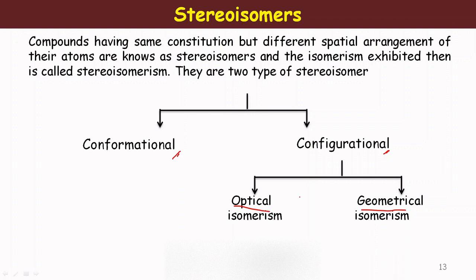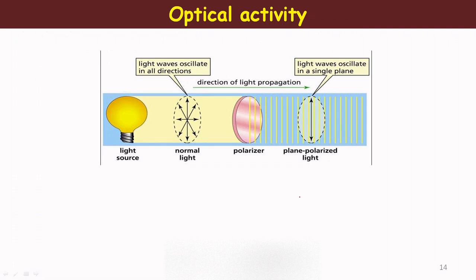What is optical activity? We know that ordinary light is composed of rays of different wavelengths vibrating in all directions perpendicular to the path of its propagation. These vibrations can be made to occur in a single plane by passing the ordinary light through a polarizing nicol prism. Such light, whose vibrations occur in only one plane, is called plane polarized light.